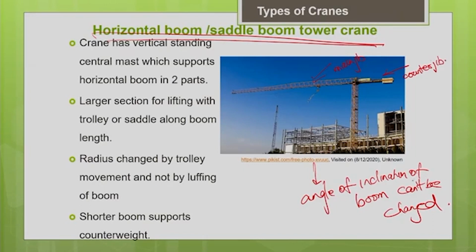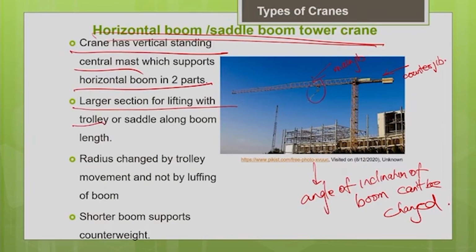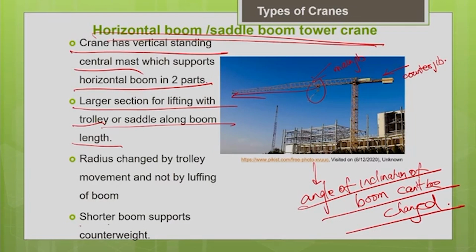You can see that the crane has a vertical standing central mast, which supports a horizontal boom in two parts. One is a main jib, the other one is a counter jib. The largest section for lifting, with the trolley, you can see the trolley here, or the saddle along the boom length, is called the main jib. You can change the load radius by the trolling action. You can move this trolley and thereby change the load radius, but you cannot do the luffing operation or change the angle of inclination of the boom. And the shorter jib supports the counterweight.